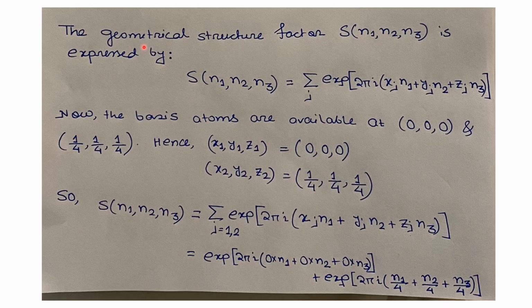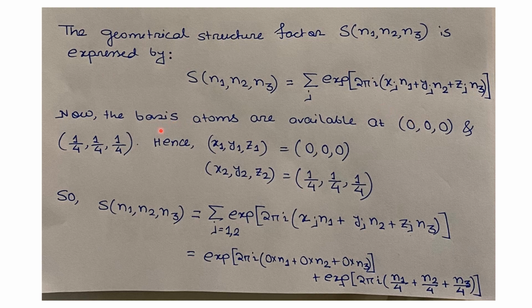Now, the geometrical structure factor S as a function of n1, n2 and n3 is expressed by S of n1, n2, n3 equals sum over j of exponential of 2 pi iota times xj times n1 plus yj times n2 plus zj times n3. Here the sum is over the basis and xj, yj, zj is the coordinates of the jth basis.